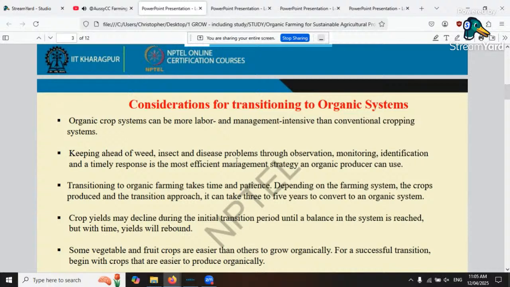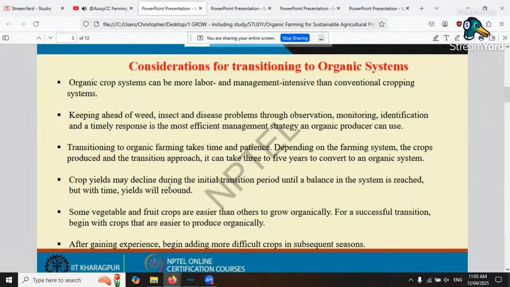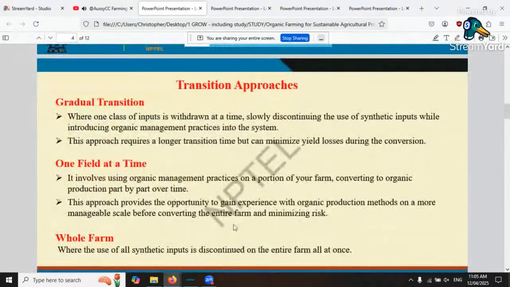And it's quite easy. Transitioning takes time, can take from 3 to 5 years. Crop yields may decline during that period, but that's where you'll only do a little bit of your property, dividing it into maybe 3 sections or 6 sections. After gaining experience, begin adding more difficult crops.